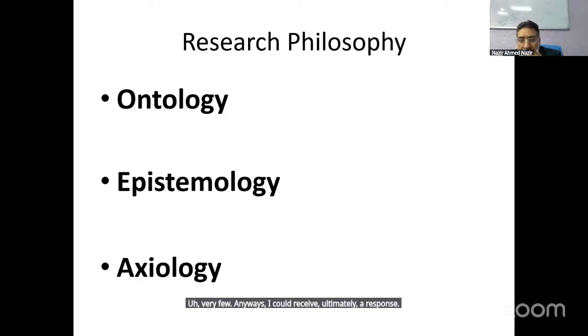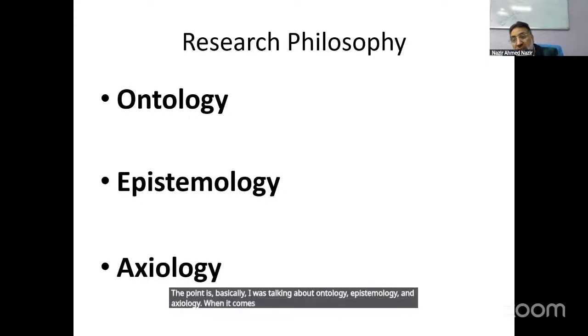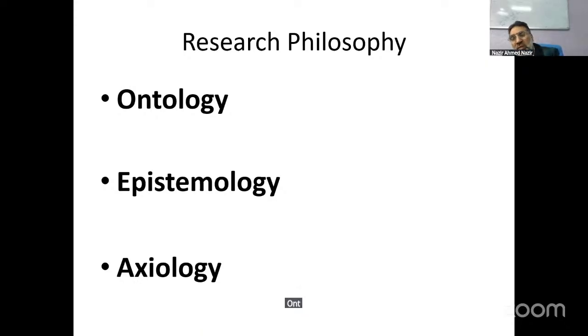The point is basically I was talking about ontology, epistemology, and axiology. This is the basis for our research design, very much required for our research design. What is ontology? Ontology is basically the study of reality. What exists? It talks about the nature of reality.